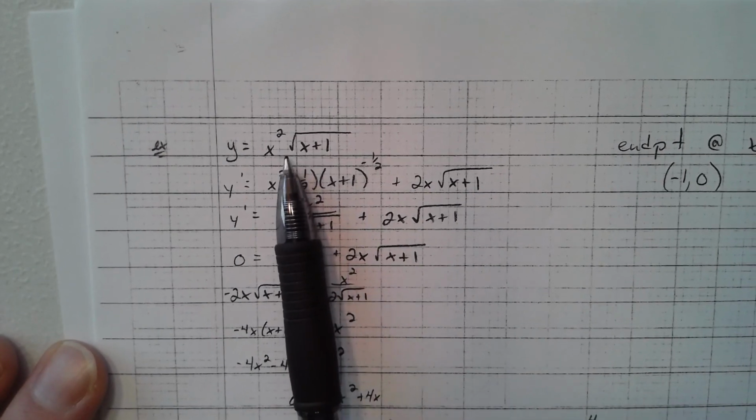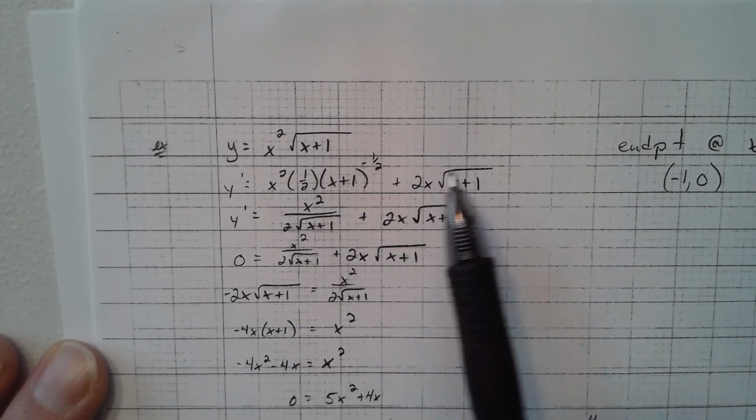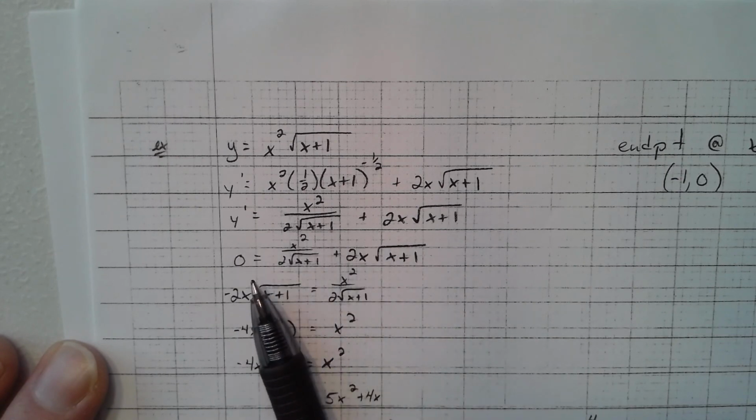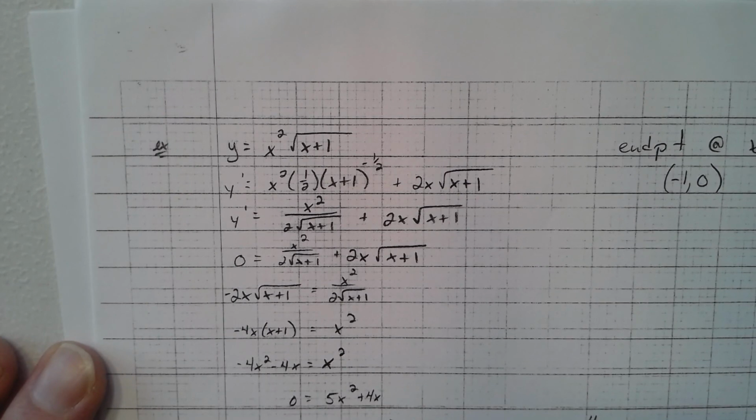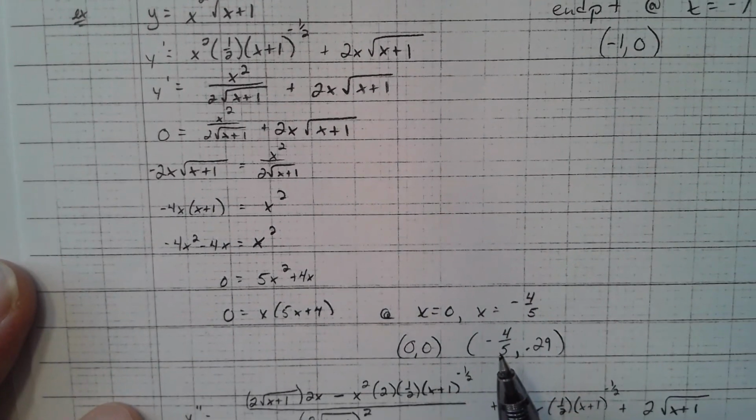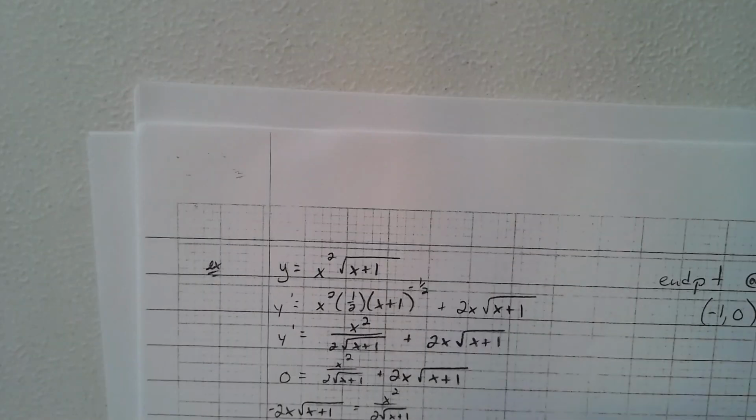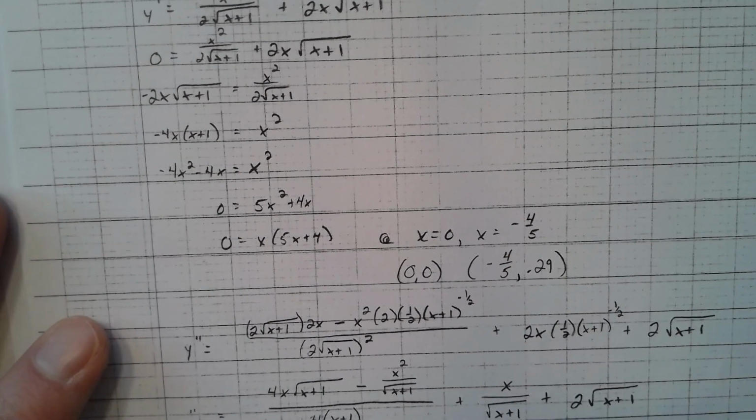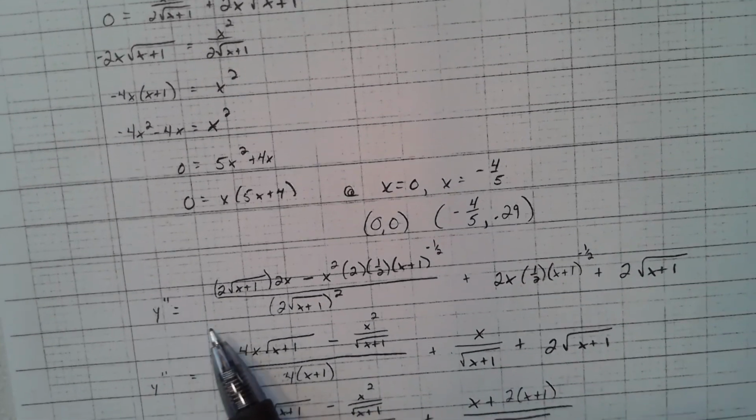So we've got our original function. We find the derivative, which is product rule, and all sorts of things. Set it equal to 0, and we end up getting 0 and negative 4/5. Those are the two values that produce a horizontal tangent. So I plugged 0 back into the original, negative 4/5 back into the original, and these are my two extrema: 0, 0, and negative 4/5, 0.29.